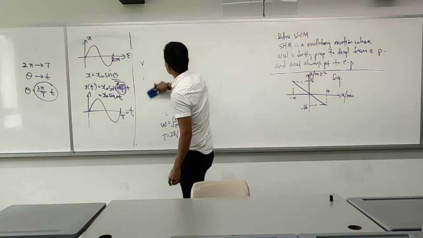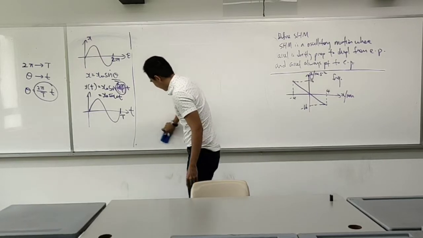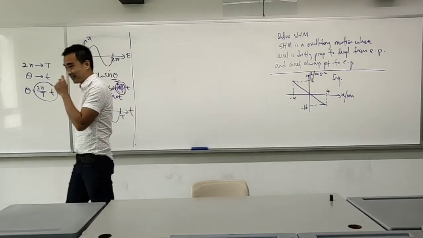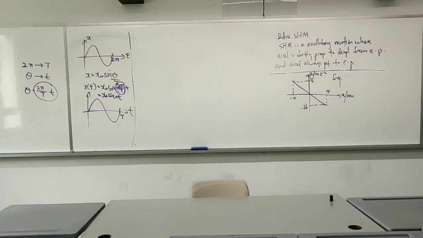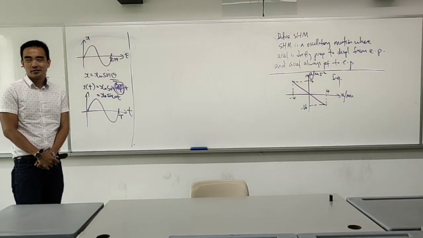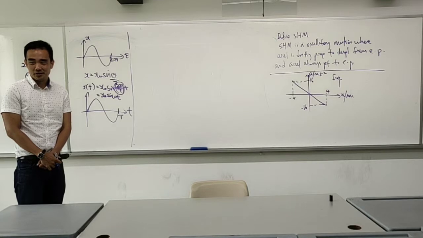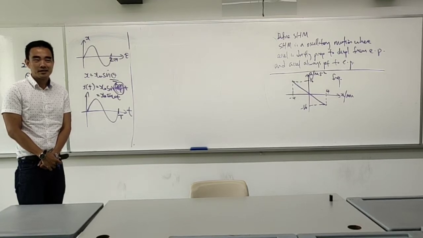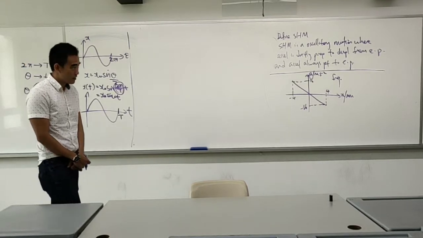Frequency is just one over the period. I know the period, so frequency equals 1 over T. So 1 over pi? No, 1 over T, the answer is a number. Okay, thanks.